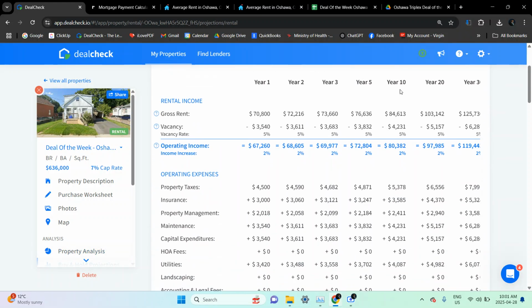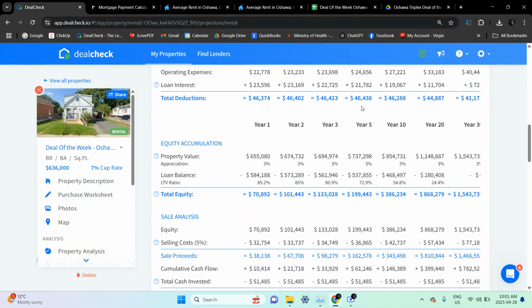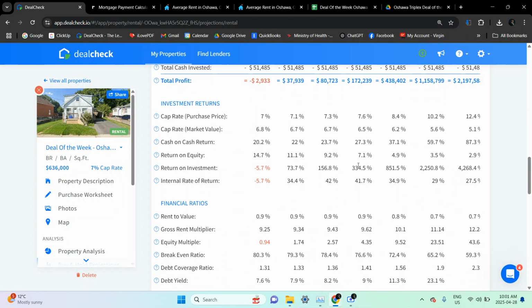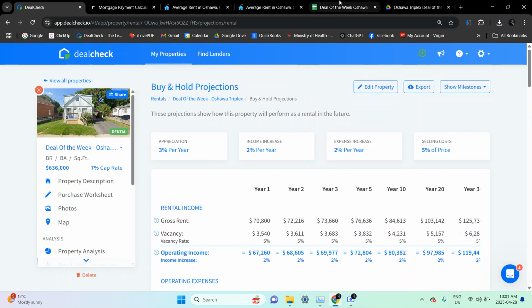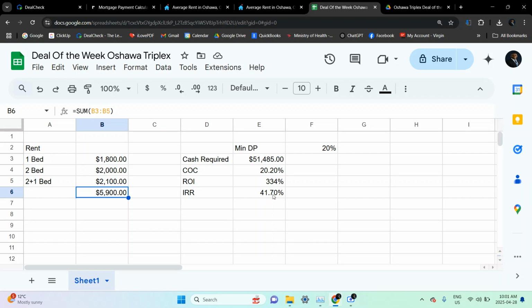And if you go all the way to your projections, looking at year 5, you're seeing your return on investment over 300%. Your IRR is over 41.7% in year 5. Even in year 2, you're over 100%. So this is a property I can really get behind. I threw the numbers in here just so you had an idea.